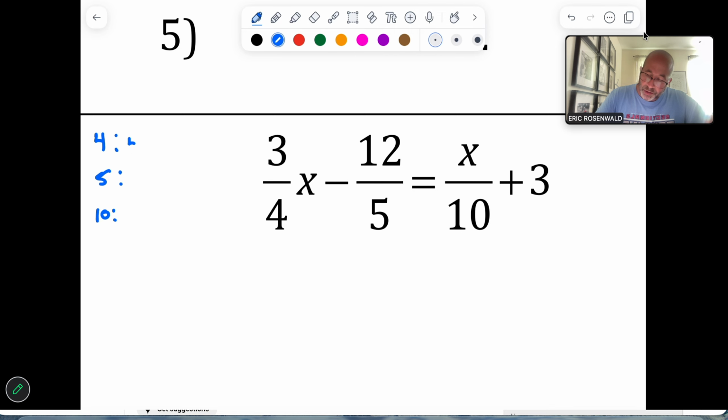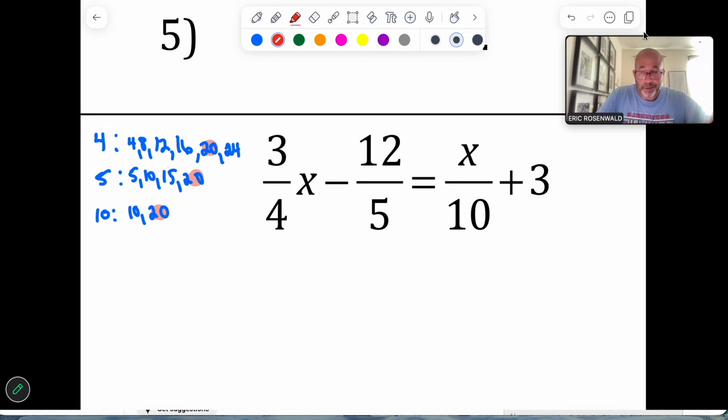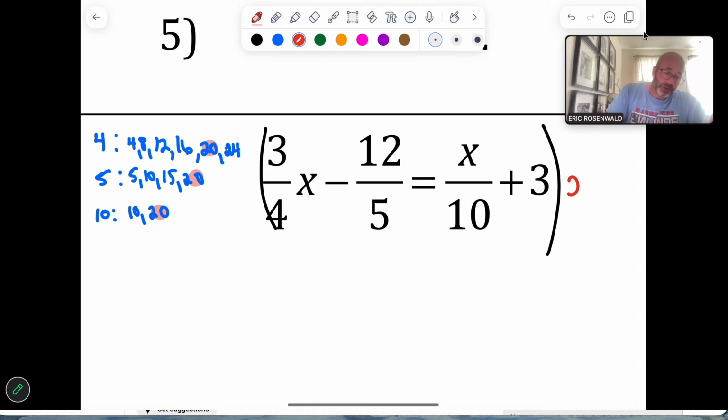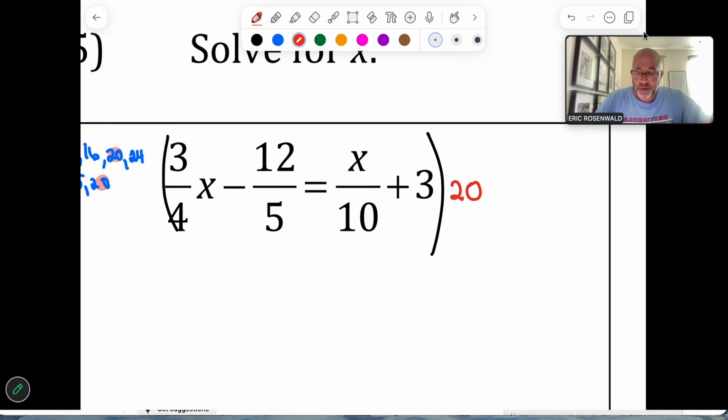Look at the multiples. You got 4, 8, 12, 16, 20, 24, and so on. And then we have 5, 10, 15, and 20. And for 10, we have 10, 20. And then it should jump out at you that these have a 20 in common. Once we figure out what that LCD is, or the least common multiple, what we're going to do is multiply everything by that value. So I'm going to multiply everything by 20. Okay, and watch what happens.